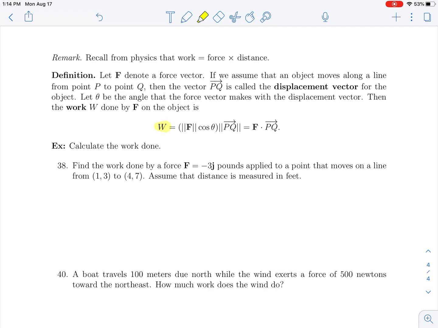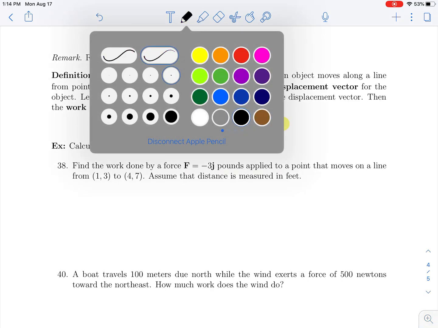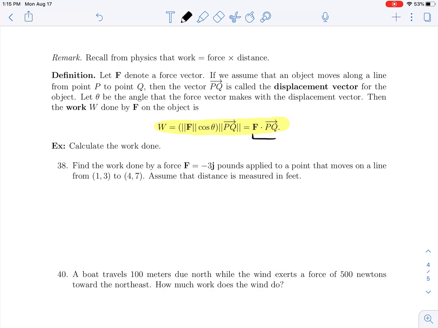So you'll notice that we have two different definitions here. The work, which you'll notice is not bold because it's going to be a scalar number, can either be thought of as the force vector dotted with the displacement vector PQ, or, if you use the fact that U dot V is magnitude U times magnitude V cosine of the angle between them, we have the magnitude of F times the magnitude of PQ, again, times cosine of the angle between.